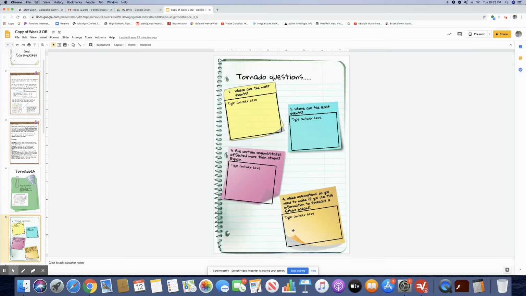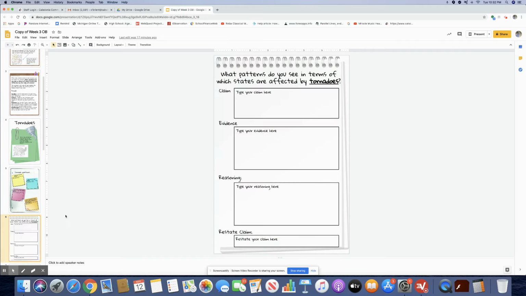Finally, what assumptions do you need to make if you use this information to forecast a future hazard? Okay, if people are living in a certain part of the United States, right, maybe they need to be aware of those types of events there. Okay, that's all right. Quickly type that in. Don't spend all day on it, right? But that number 5 is here we go. Number 6 is your claim, which group of states is there? Give the evidence, the evidence given to you by the annual number of tornadoes.